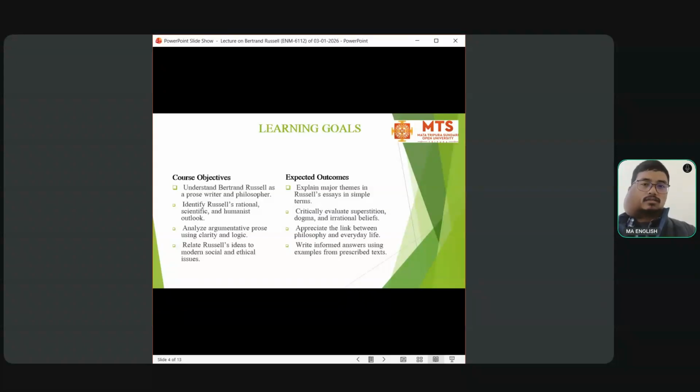And the last outcome is that you should be able to write in a formal, structured way, master notes or something like that, using examples from the prescribed essays from the text. So overall, these outcomes show the aim of this block on Bertrand Russell, which is all about intellectual development.